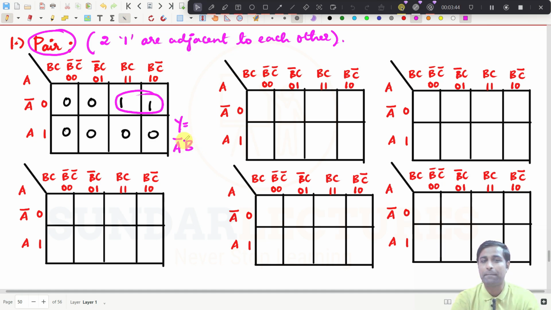So can you understand? A pair can reduce a single variable. One variable can be reduced because this is a three variable K-map, and your output Y expression would have been A bar B C bar plus A bar B C. If you write it in canonical form, you'll have three variables, right? But what this pair will do, the pair will reduce one variable. That is the idea.